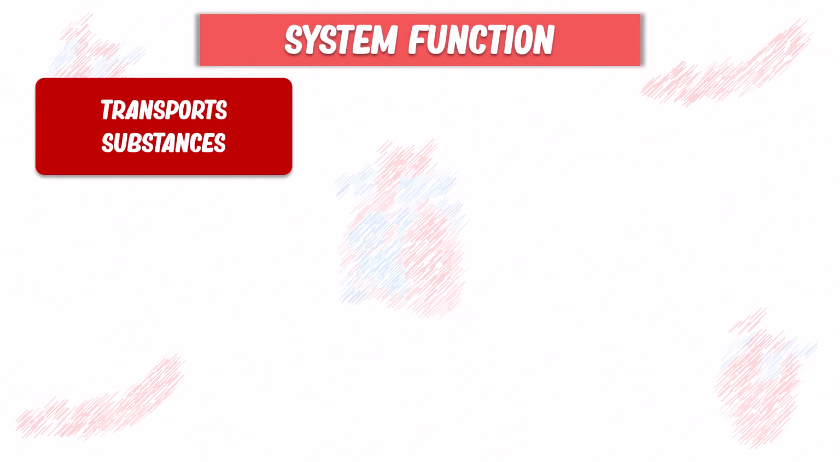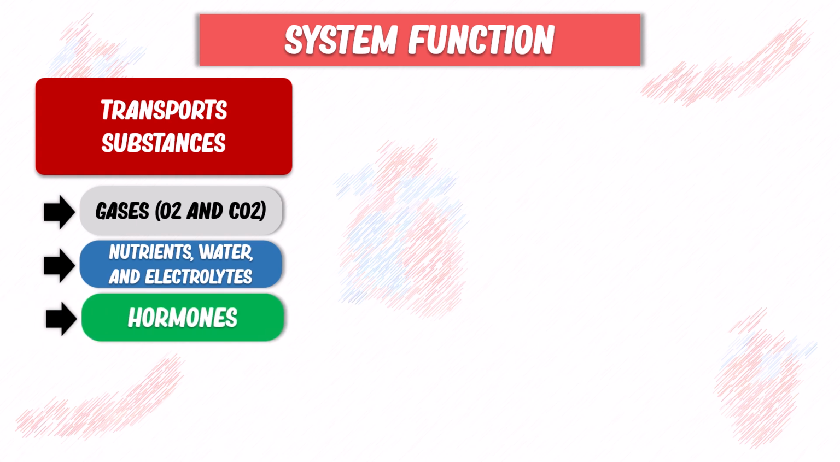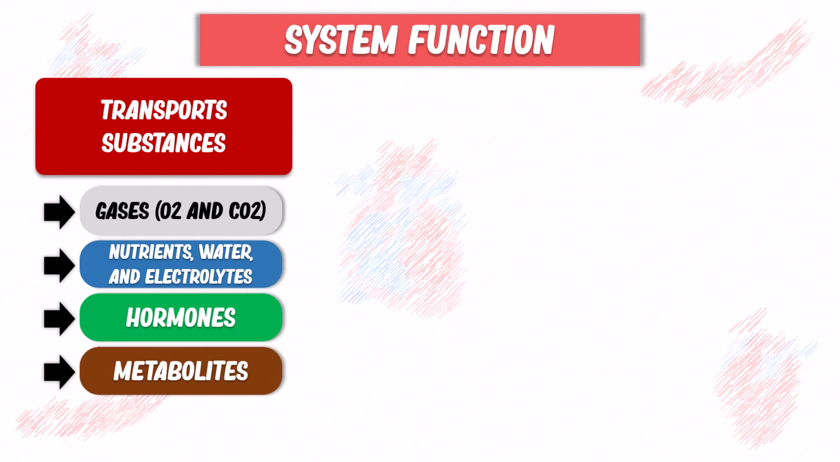The primary function of the cardiovascular system is transportation. Through the blood, it delivers substances like oxygen, nutrients, water, electrolytes, and hormones to every cell in the body. It also carries waste products, such as metabolites, to be excreted by the lungs, kidneys, or liver. Even the heat generated by cellular metabolism is transported to the body's surface via the blood.